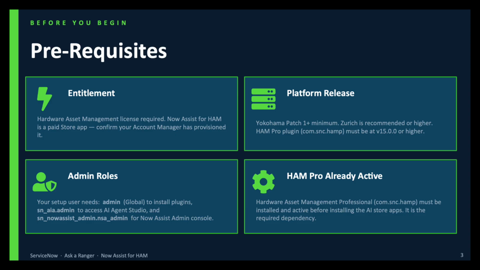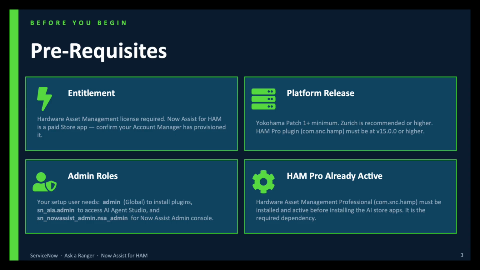Next, we have the platform releases. You want to make sure that your HAM core platform is on 15 or higher, and you're on Zurich or higher in the recommended platform release. The platform we like to see is Zurich or higher, as well as the plugin being at least 15 or higher. So that's about making sure that the platform is set up for analysis.